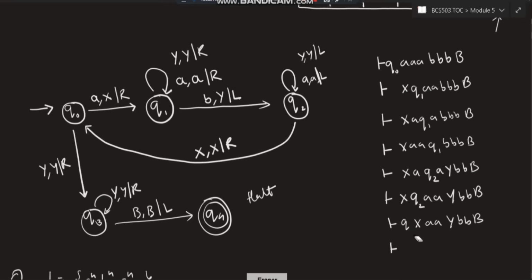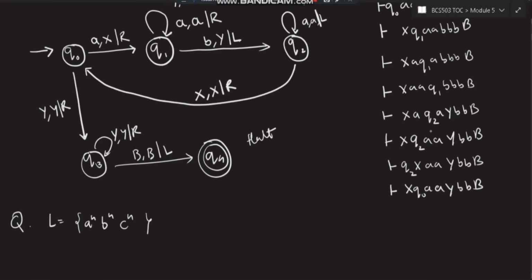Now Q2 on X, it will become Q naught and go to the right. So X will stay on the left, and a Q naught will come before A. There will be the second A here, B B B. Now Q naught on A, what is it? It will become X and move to Q1. So again X, and it will move to the right. Q1 A Y B B B.